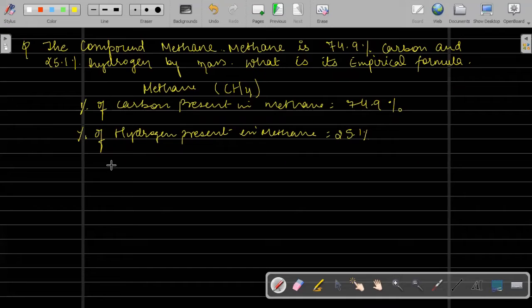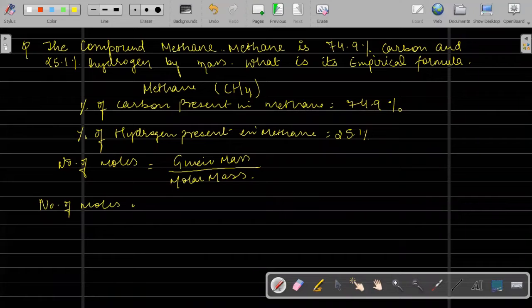How to calculate number of moles? Number of moles is equal to given mass divided by molar mass. So what is the given mass of carbon? Firstly, I am going to calculate the number of moles of carbon. So what is the given mass?